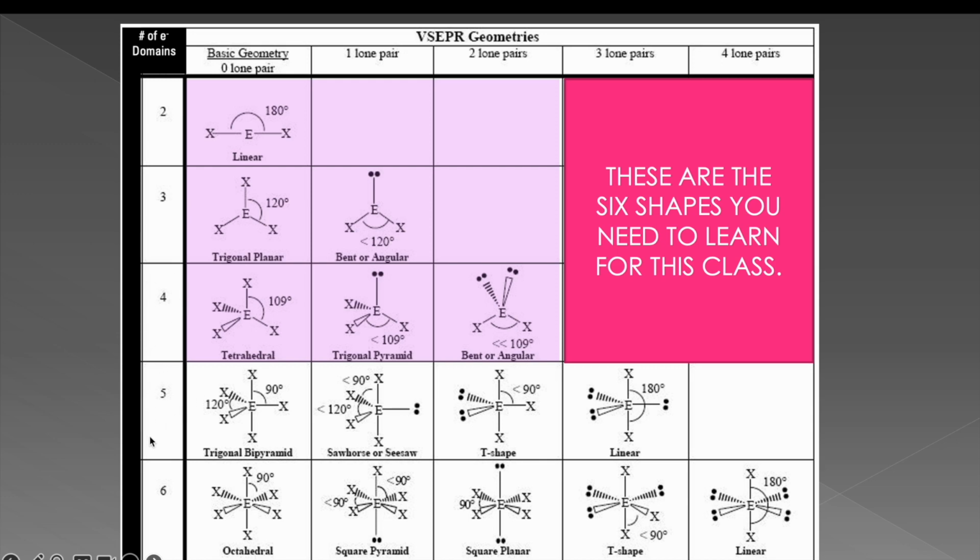When you get to AP, you can talk about 5 and 6 electron domains, and you can talk about all these shapes. But these are the 6 basic shapes that I want you to know about. The tetrahedral shape, trigonal planar, bent, at 109 degrees. Trigonal, or I'm sorry, this is trigonal pyramid, a pyramid shape. This is trigonal planar. This is bent at 120 degrees, and then of course, linear.